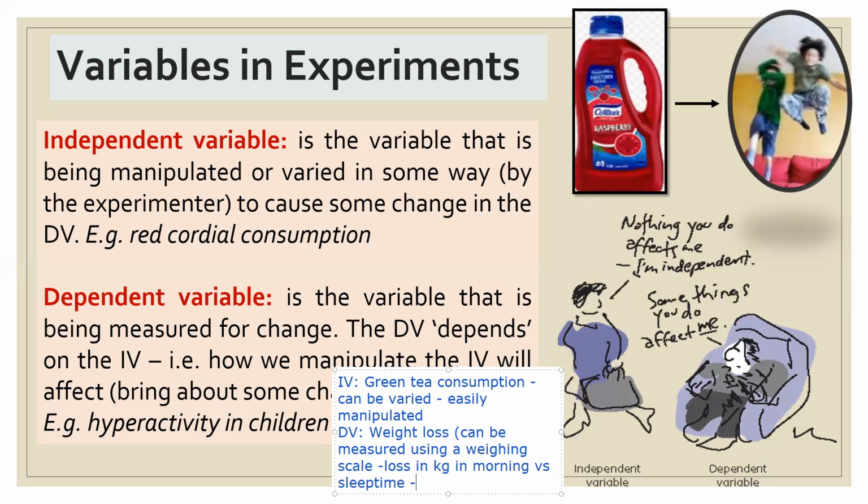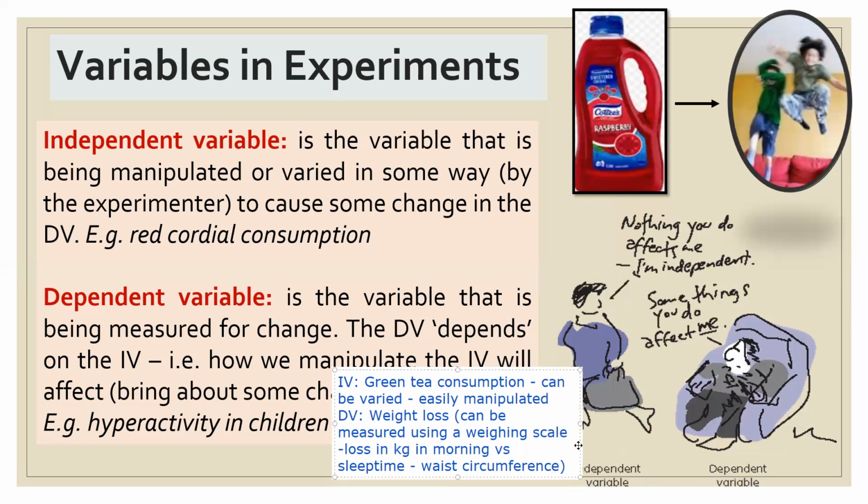We can even measure people's waist circumference. Okay, that's a common way in which weight loss is also measured, using that little tape measure, measuring a person's waist circumference, how much they might have lost on their hips, all that kind of stuff. So that's basically a DV, because we can easily measure that variable there. Okay, and we can easily track changes in that variable.